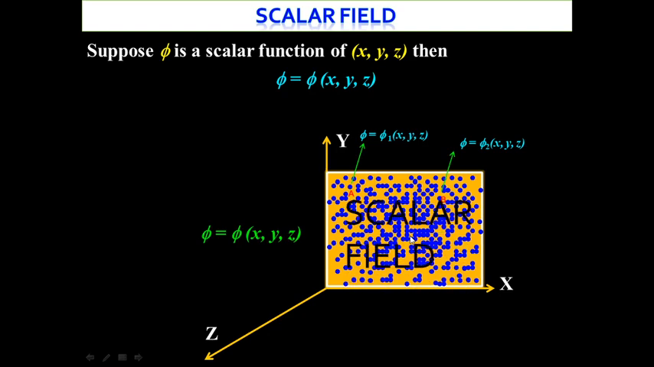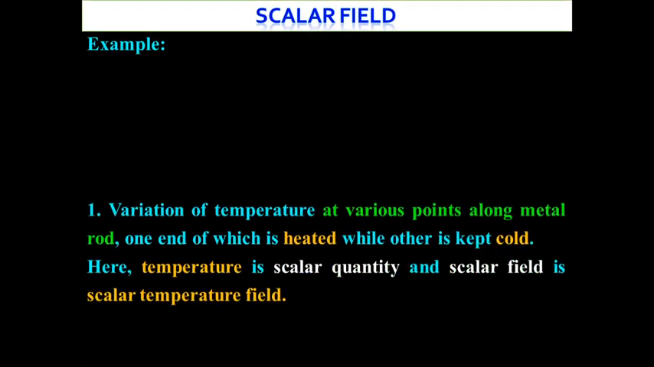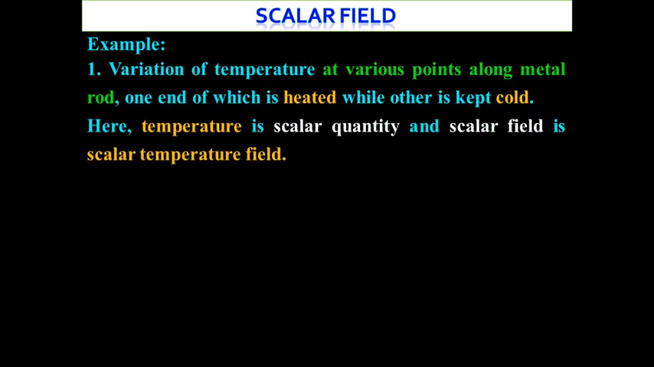Now we will see the examples of scalar field. So what are the examples of scalar field? For example, the variation of temperature at various points when a metal rod is heated from one end, so one is hot end and other is cold end. So variation of temperature takes place inside that rod, and temperature is a scalar quantity. So temperature field is created inside that rod. That temperature field is called scalar field because temperature is scalar quantity.